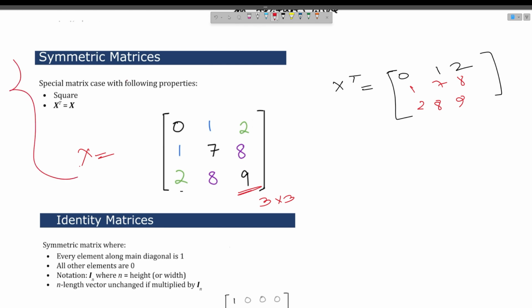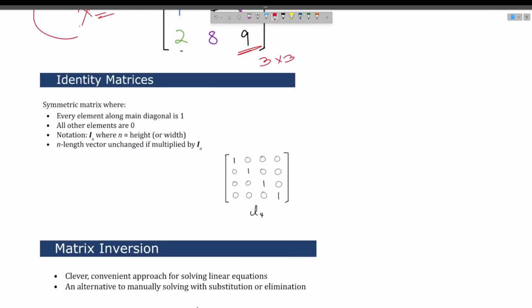Now in machine learning we deal with lots of things like that, and we'll have some benefits of it. We'll learn about it later on. Okay, now let's talk about the identity matrix. A matrix can obviously have lots of rows and columns, no problem.